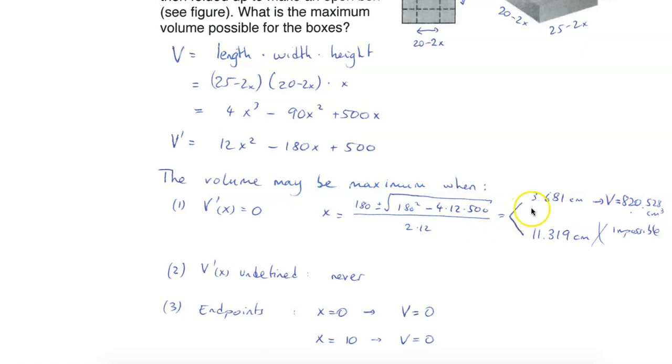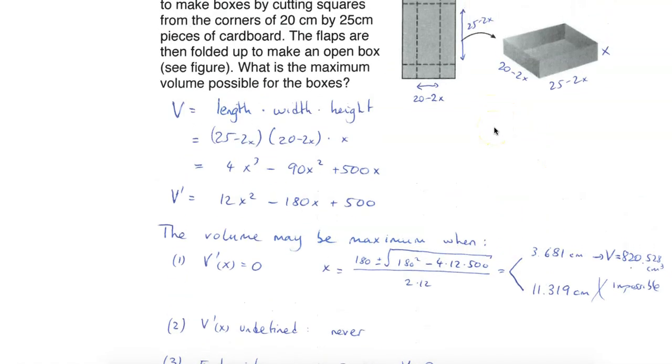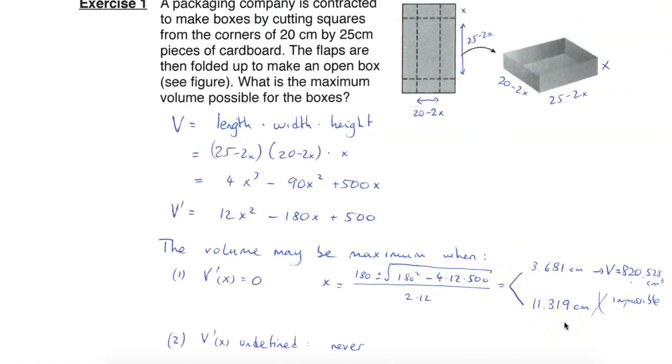We get two answers, x equals 3.681 and 11.319. One of these is not possible, and it's the 11. This is where these word problems are interesting, because we have to always keep in mind the context. And the context here is that we have cardboards that are only 20 centimeters wide. So how could I cut two squares, one from each side, both being 11 centimeters long? It's just too much. 11 centimeters from this side and 11 centimeters from that side would overlap, and we wouldn't even have a box anymore. So we have to discard this as an impossible solution.